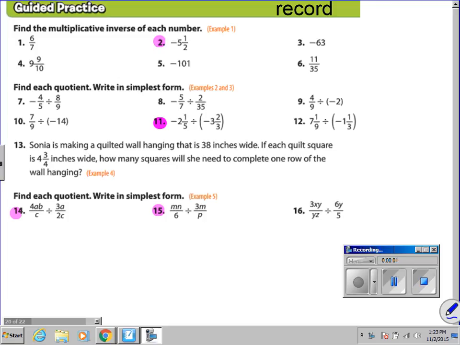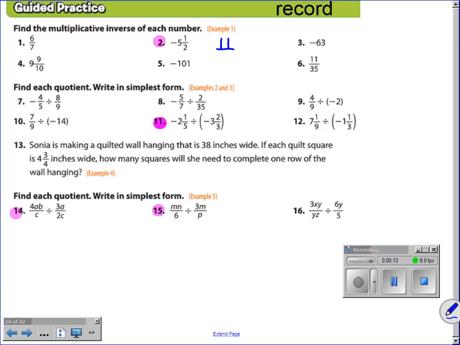What do you need to do first to change that so that you can do the multiplicative inverse? What should you do first? And then, 2 times 5 is 10, plus 1 is 11, so you have 11 over 2, so a negative 11 over 2. Is that the answer? What do you still need to do to get the multiplicative inverse? Okay, so you're going to have a negative 2 over 11 as the answer that we're looking for.